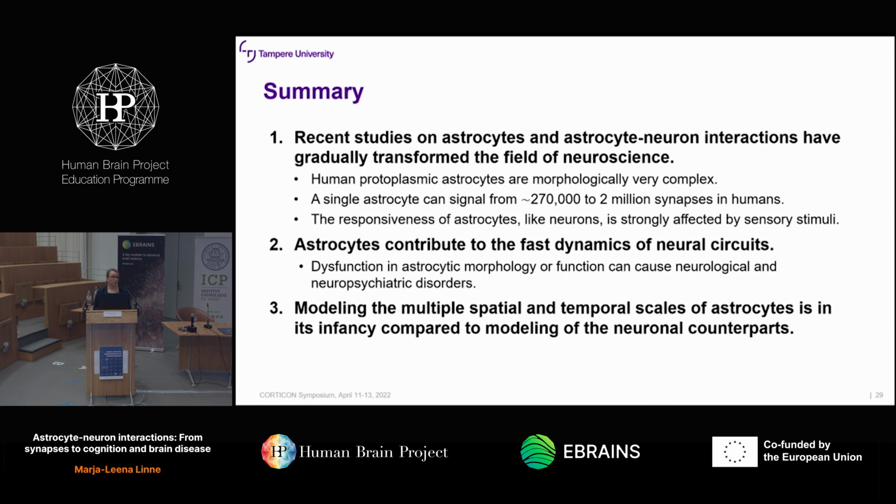Secondly, astrocytes contribute to the fast dynamics of neural circuits. And I think we have also shown this with our model. And dysfunction in astrocyte morphology or function can cause neurological and neuropsychiatric disorders because they are involved all the time. Then my third conclusion is that modeling the multiple spatial and temporal scales of astrocytes is in its infancy compared to modeling of neuronal counterparts.